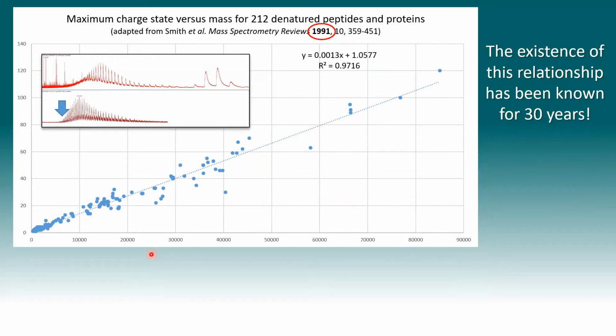This is not actually new data. If we go back to 1991, this is a meta-study of over 200 proteins, denatured proteins and peptides, and we plotted this data as we've done before. So this is the maximum charge state against the molecular weight, which is similar to the residue number, and again, we get a very convincing straight line relationship. So the existence of this relationship has actually been known for over 30 years.